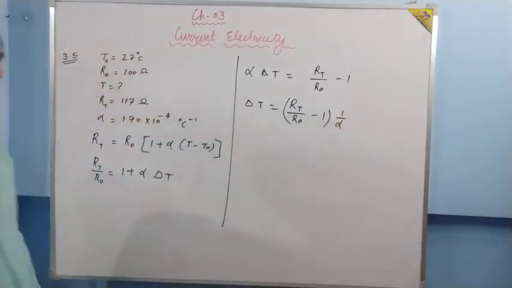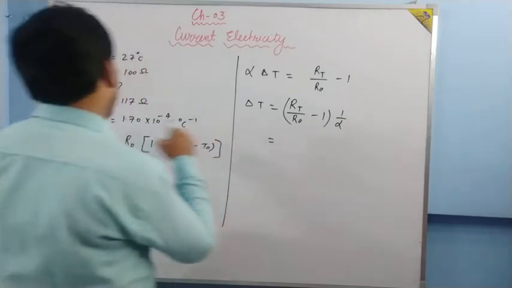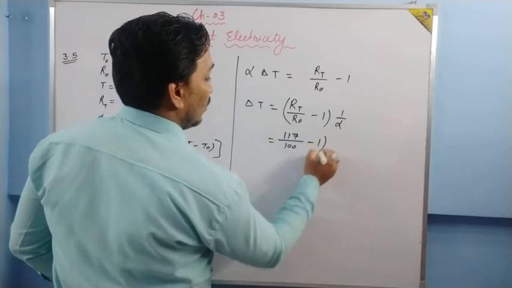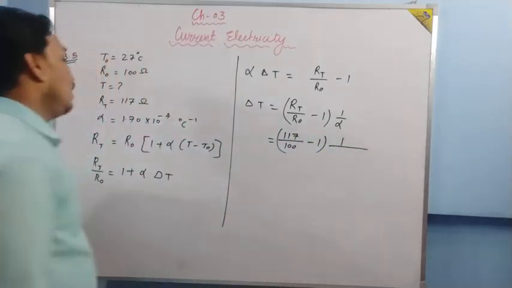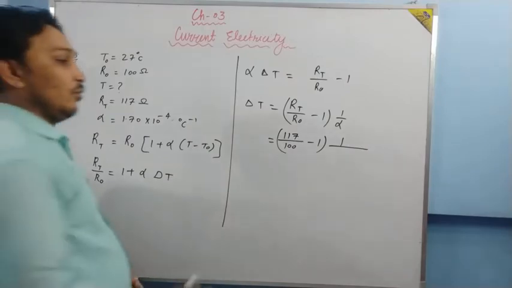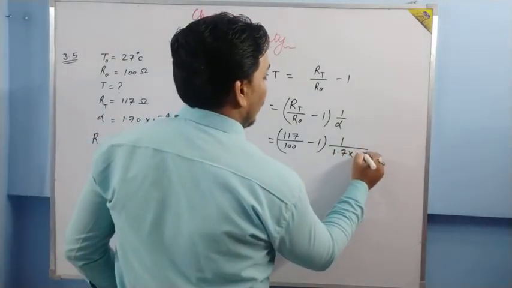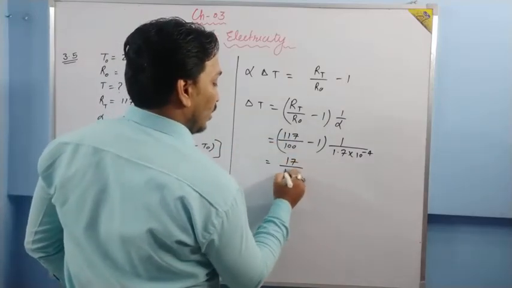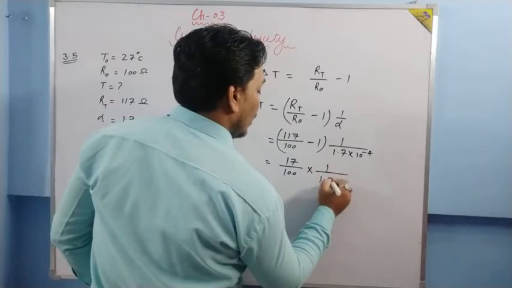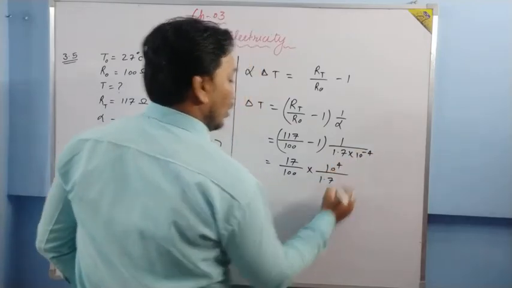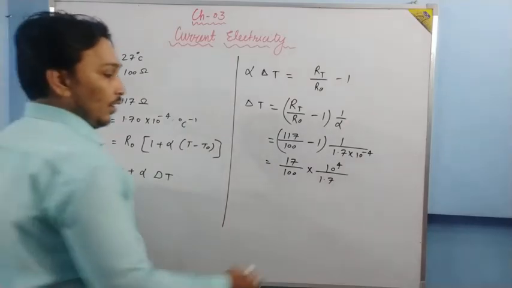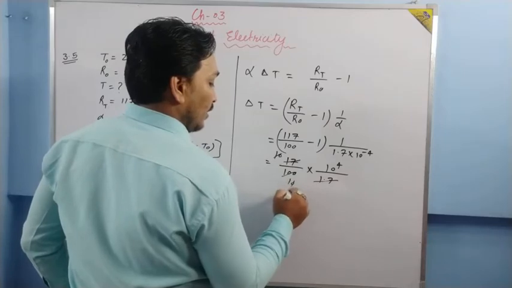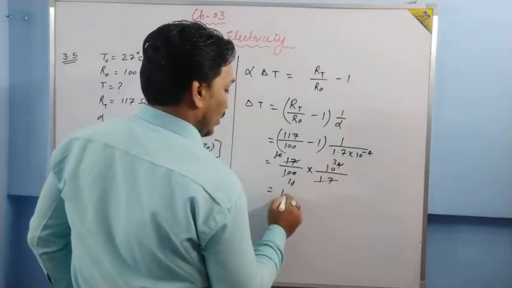Now put the values. What is the value of RT? 117. What is the value of R0? 100, minus 1, into 1 upon alpha. What is alpha? Alpha is 1.7 into 10 to the power minus 4. When we take LCM and solve it, it will become 17 upon 100 multiplied by 1.7. 10 to the power minus 4 is in the denominator, so it will become 10 to the power 4 in the numerator. Now 1.7 will cut 17 ten times, 10 will cut 100 ten times, and 10 to the power 4 will become 10 to the power 3.